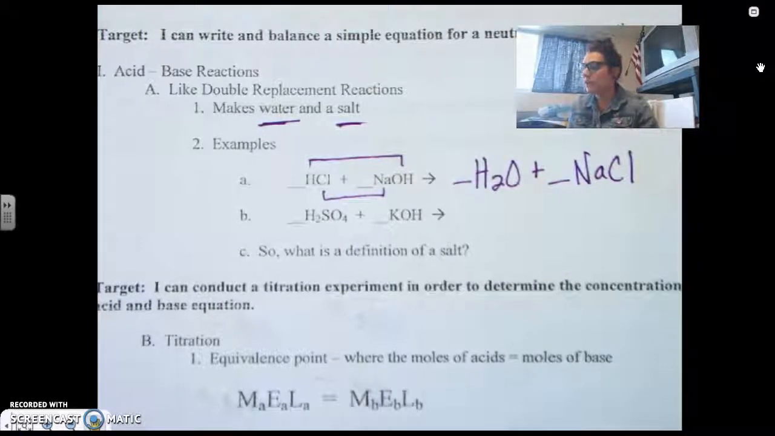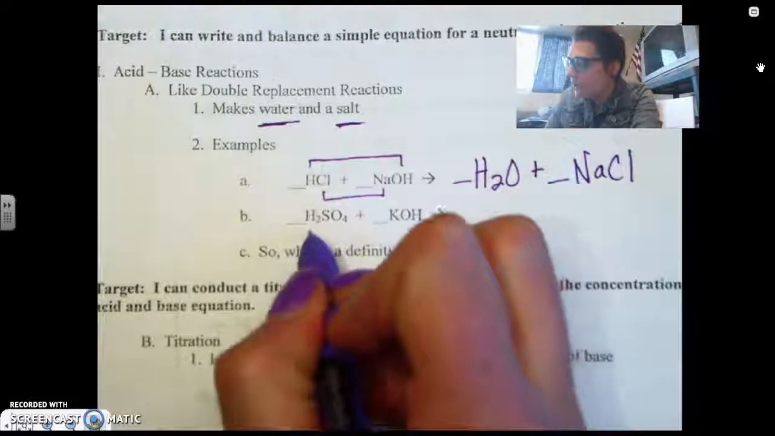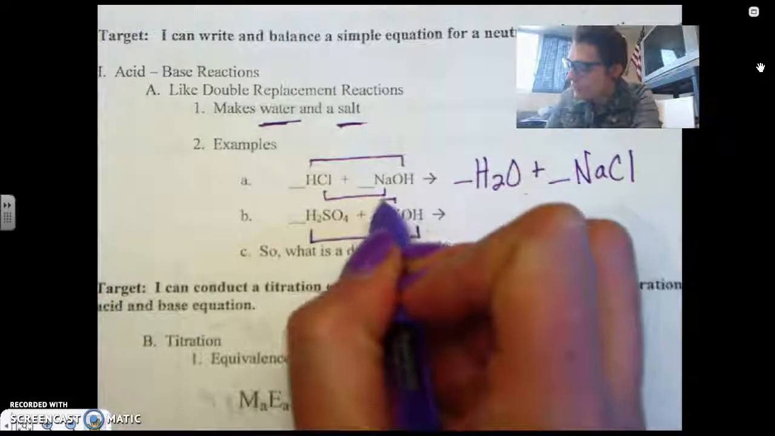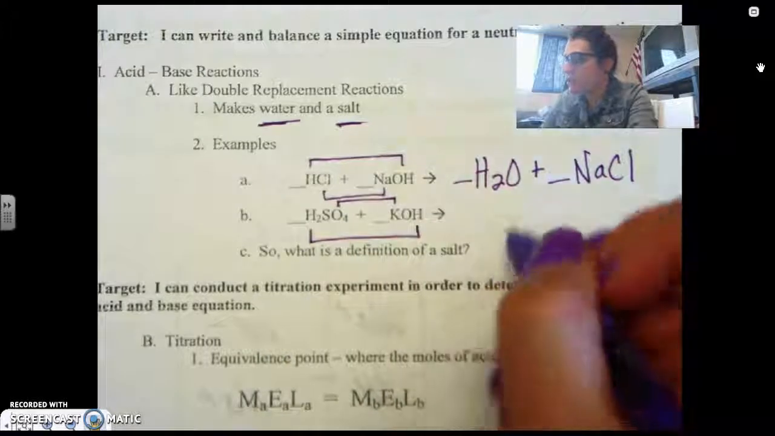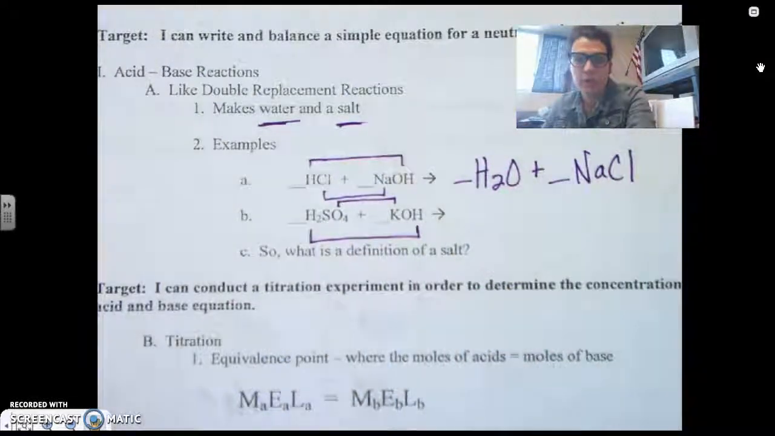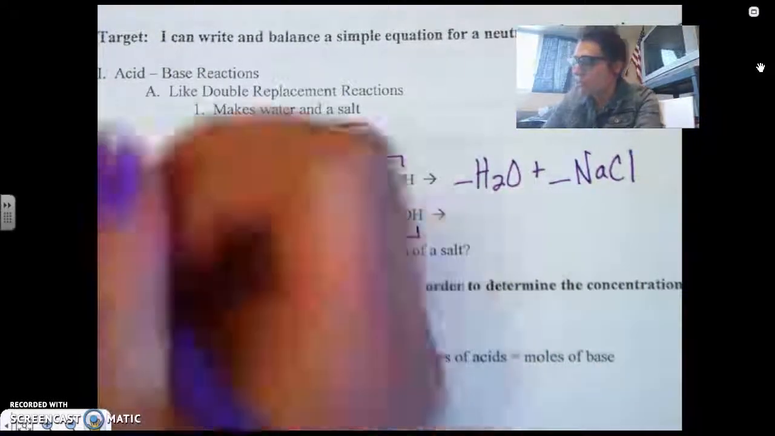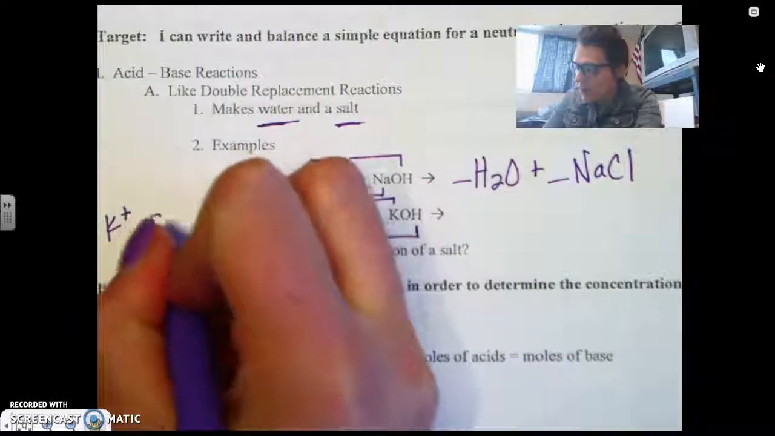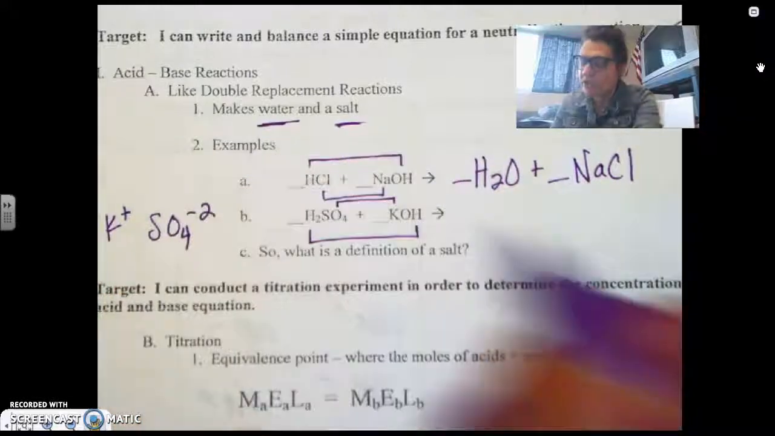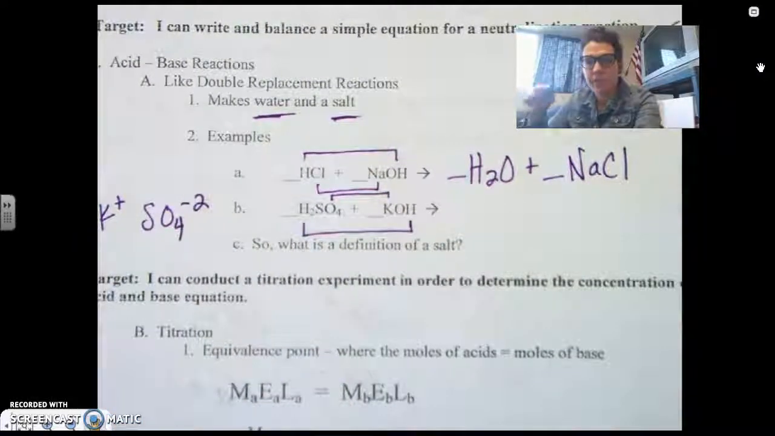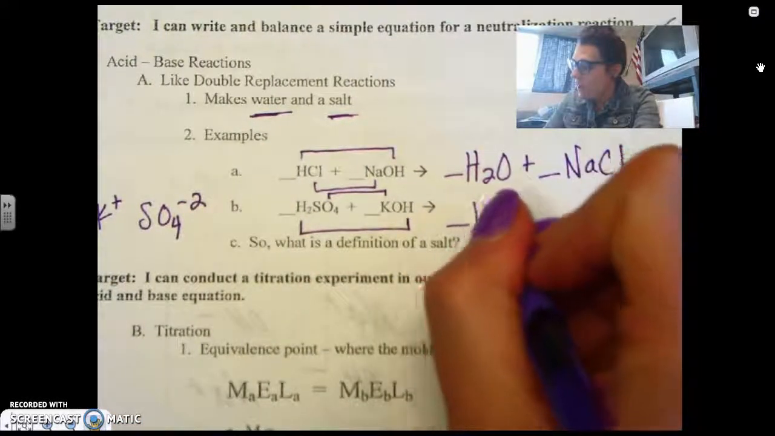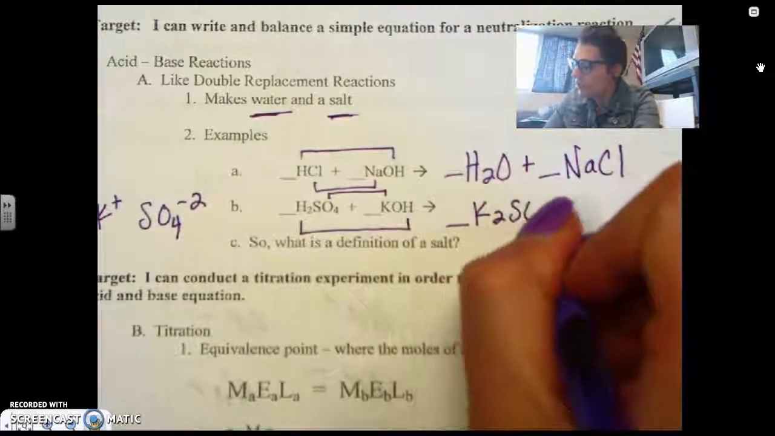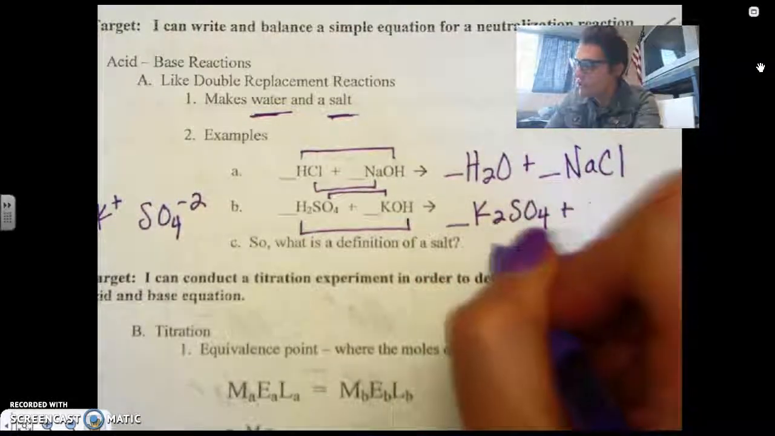The next example is sulfuric acid and potassium hydroxide. So again, we're going to go outside, inside. Now, this one's a little bit trickier because we have things that don't have charges that cancel. So you have potassium, which has a +1 charge. You have sulfate, which is a -2 charge. Charges don't cancel, so you have to crisscross. So you have K2SO4, and that's your salt.